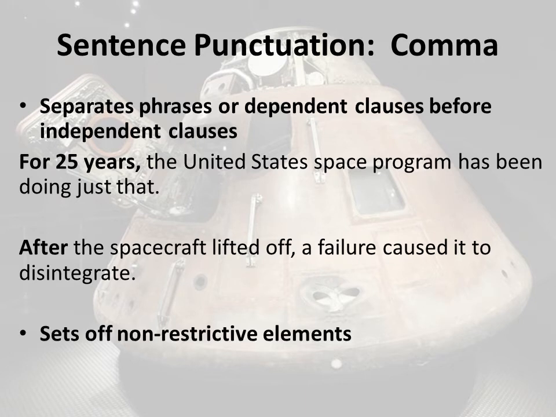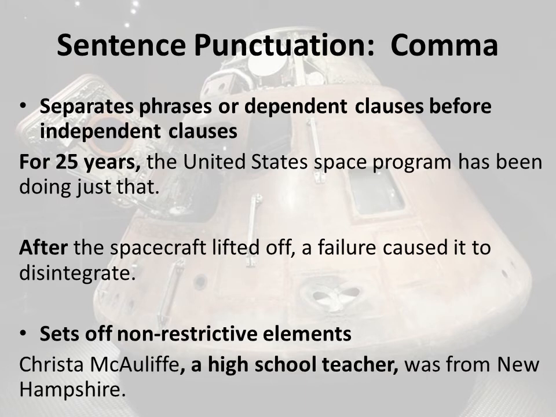Commas also set off non-restrictive elements. So here's an example. We have our sentence, Krista McCullough, a high school teacher, was from New Hampshire. This sentence really just means Krista McCullough was from New Hampshire. And we have the extra information that is non-restrictive. It's just explaining who Krista McCullough was. And that is set off by commas. Krista McCullough, comma, a high school teacher, comma. You do not want to take those commas out.